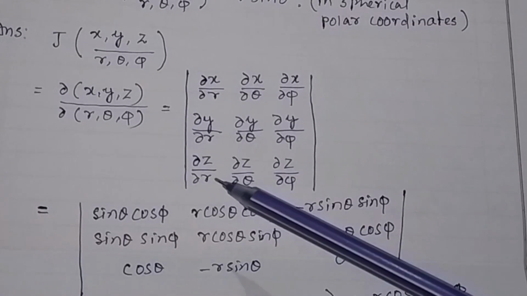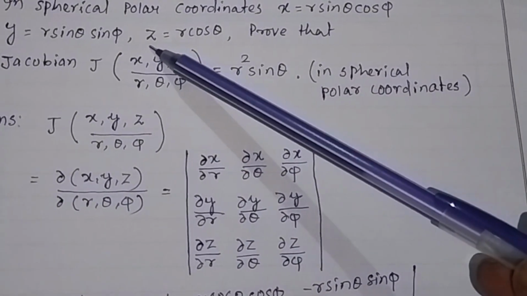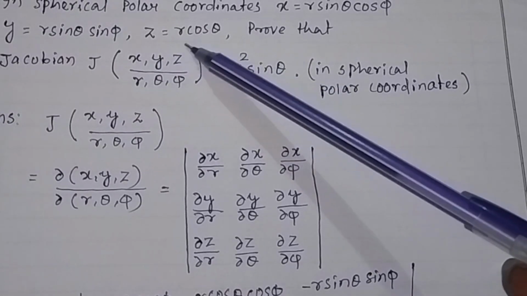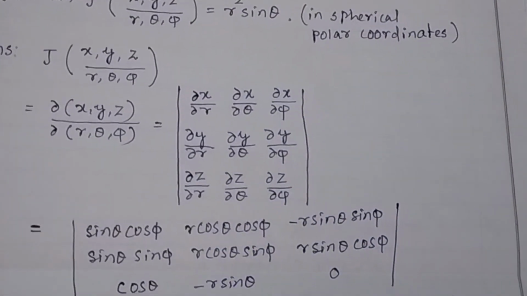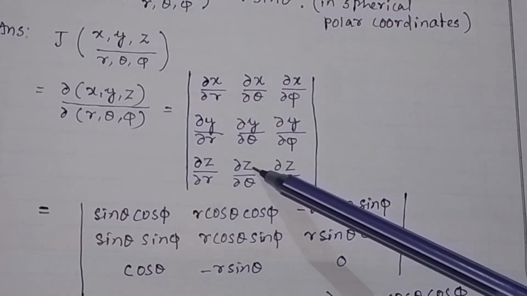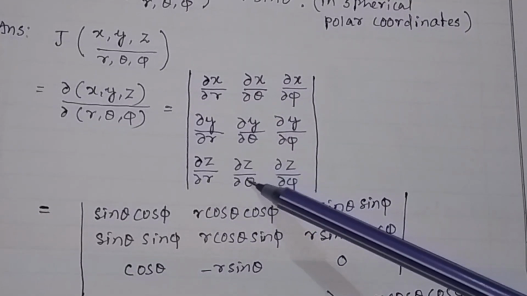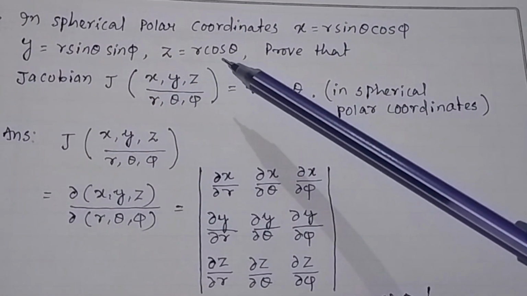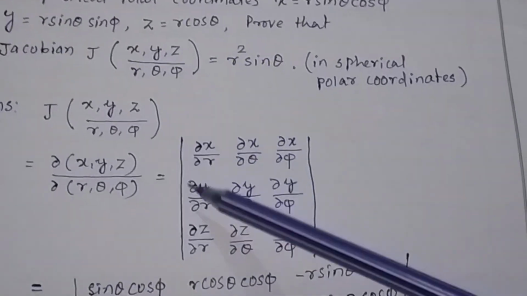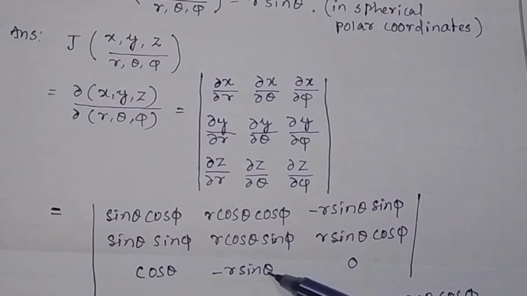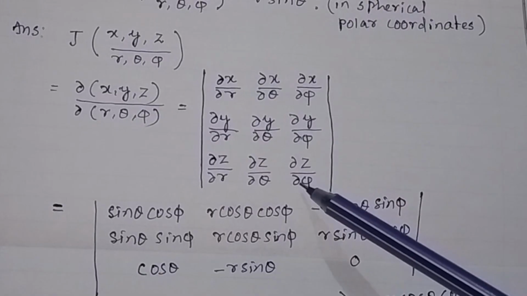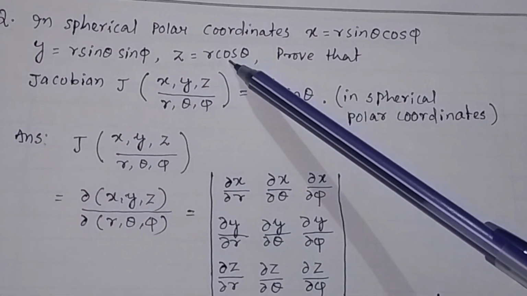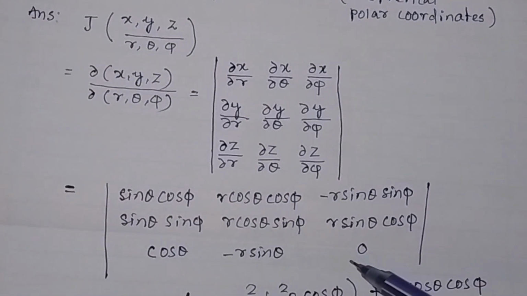Then the partial derivative of z with respect to r: z is given as r cos theta, so the partial derivative of z with respect to r will be equal to cos theta. Then the partial derivative of z with respect to theta will be equal to minus r sin theta. Then the partial derivative of z with respect to phi will be equal to 0.